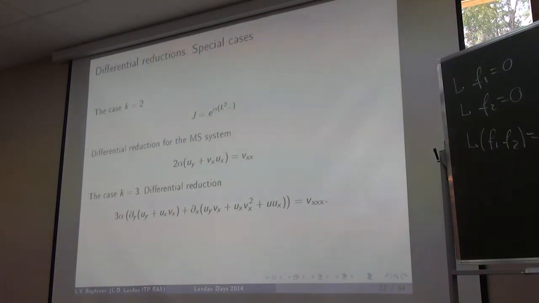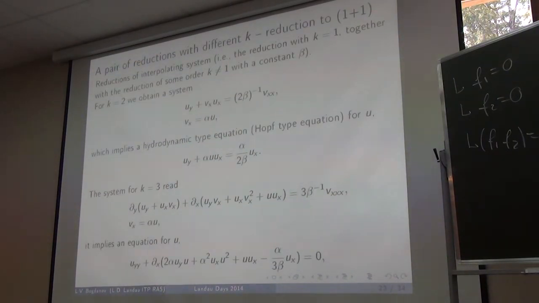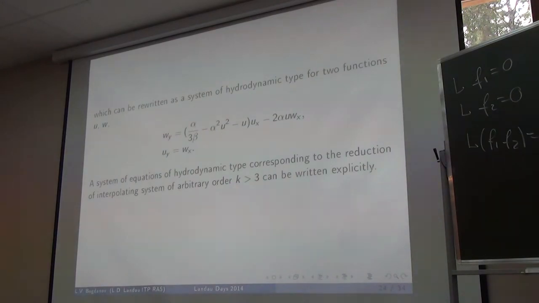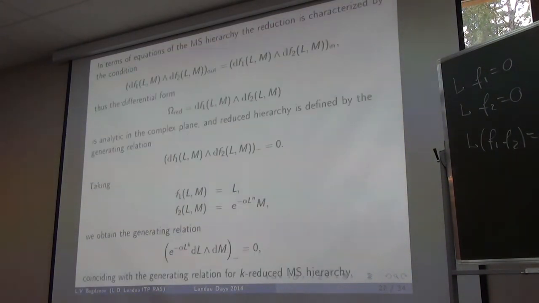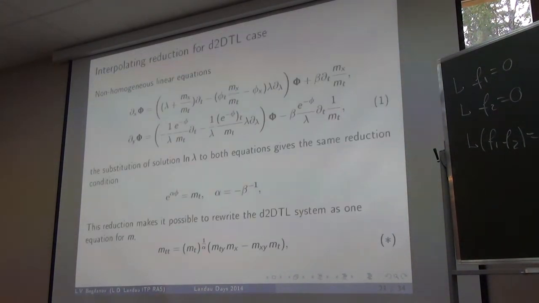This is an additional condition. You can consider a pair of additional conditions, and you have a system in 1+1, and usually it could be put into hydrodynamic form. It's written here. You can consider an additional condition as a reduction for interpolation, or you can take a pair of reductions of higher order and get a system of hydrodynamic type in 1+1, like that. The same you can do for the other system, and I presented this result at the Institute at Landau Days, but instead of the nice interpolation equation, you get this one. It's the simplest interpolation reduction of the system.